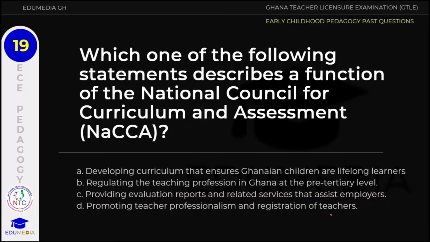Question 19. Which one of the following statements describes the function of the National Council for Curriculum and Assessment? The options: A, Developing curriculum that ensures Ghanaian children are lifelong learners. B, Regulating the teaching profession in Ghana at the pre-tertiary level. C, Providing evaluation reports and related services that assist employers. And D, Promoting teacher professionalism and registration of teachers. The correct answer is A. Developing curriculum that ensures Ghanaian children are lifelong learners.